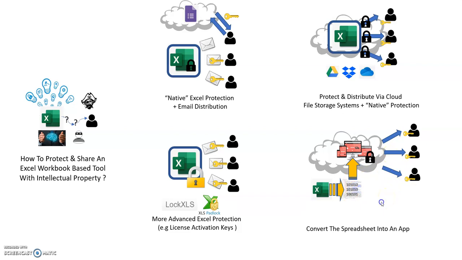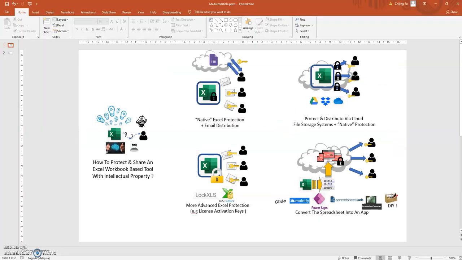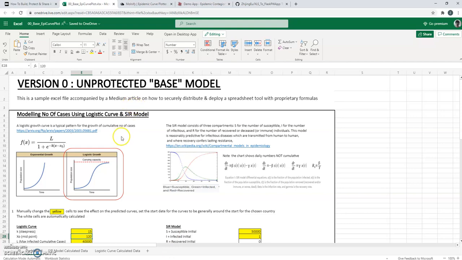The last option has quite a range of solutions. Microsoft has their native Power Apps, but for the purpose of this video series, we'll be looking at three examples: two managed services, one from Glide Apps and another from something called Modify. And lastly, we'll look at a Python Flask app that I've built, which is a DIY version of this. Hopefully this gives you a bit of an overview.